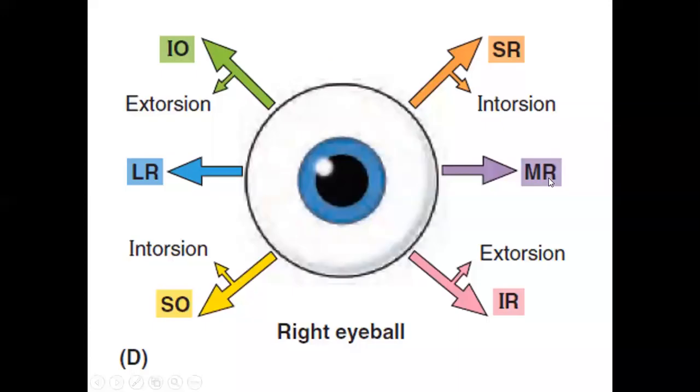So this one is medial rectus. When it contracts, there is adduction of the eyeball. This is the lateral rectus; it abducts the eyeball. Superior oblique depresses the eyeball, and there is intorsion. Inferior rectus depresses as well as laterally rotates the eyeball. Inferior oblique elevates the eyeball, with extorsion. And superior rectus raises the eyeball, elevation and intorsion.